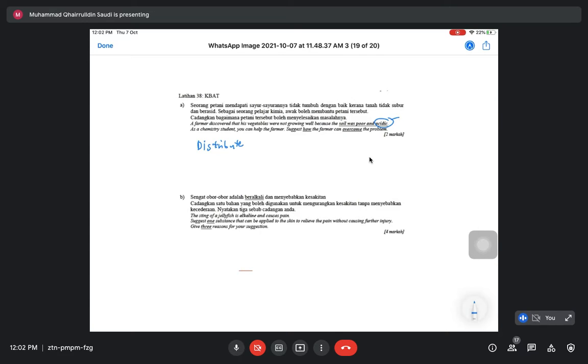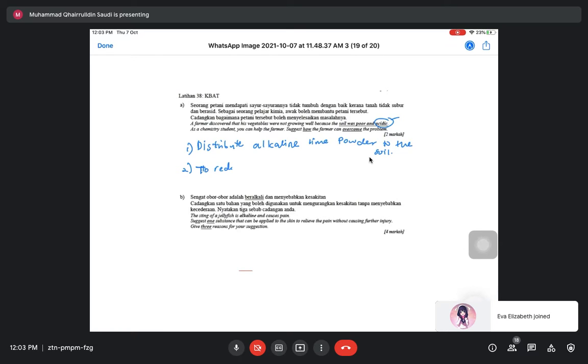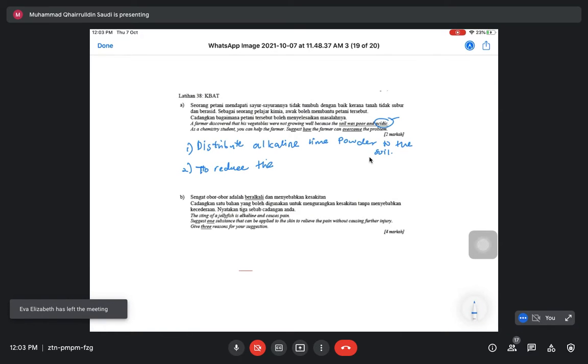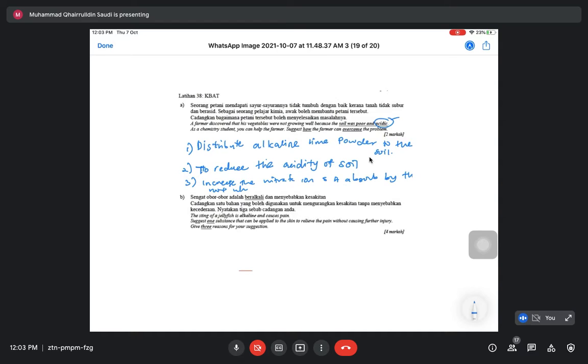The soil is acidic, so what should you do? What should you add? Alkali. So, distribute alkaline lime powder to the soil because lime powder is alkaline. Next, to reduce the acidity of the soil. And it will also increase the nitrate ion, which is absorbed by the root when dissolved in water. Nitrate is good for plants.